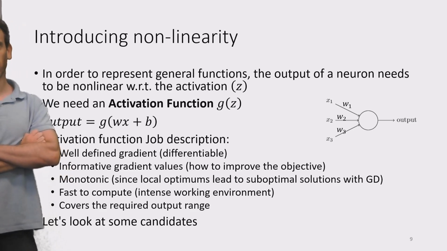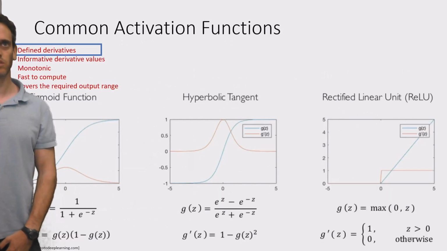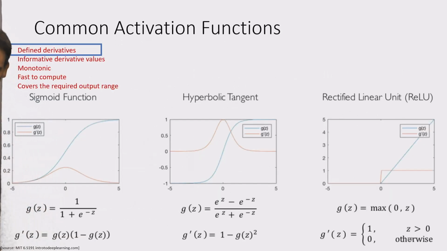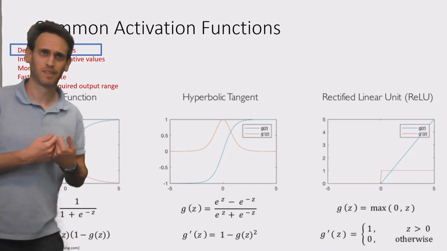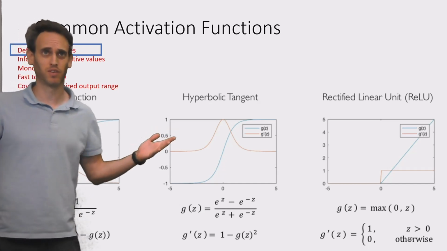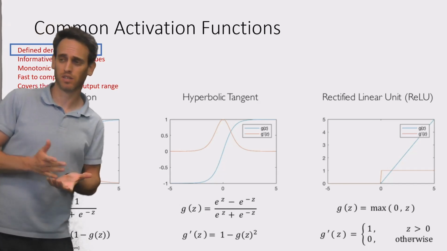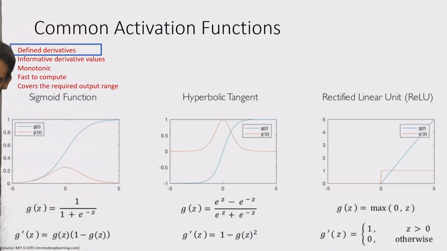Okay, let's look at some candidates for activation functions. Common activation functions include sigmoid, the hyperbolic tangent, and the ReLU function, the rectified linear unit. These are the go-to activation functions, but the literature is full of many more activation functions that might be relevant in different scenarios. So let's see if these are good candidates for the requirements that we just defined.